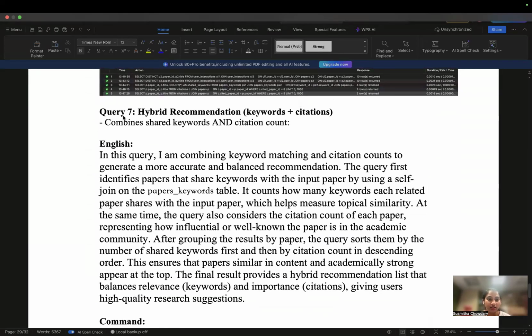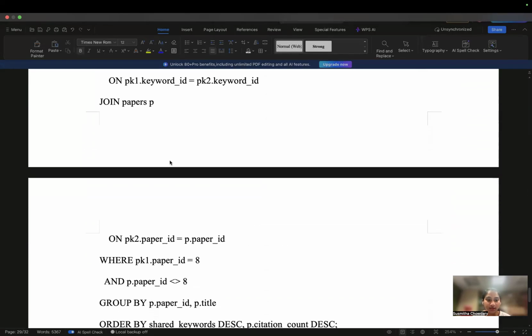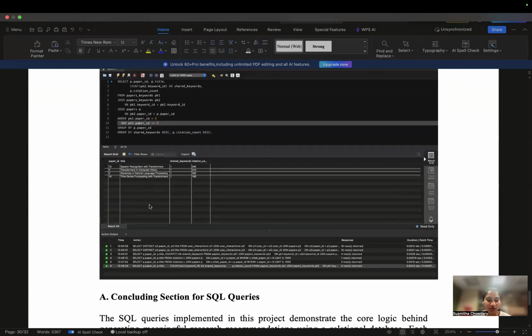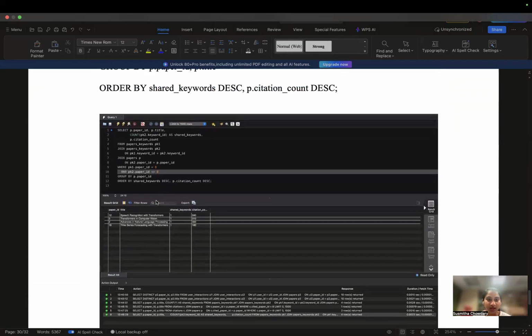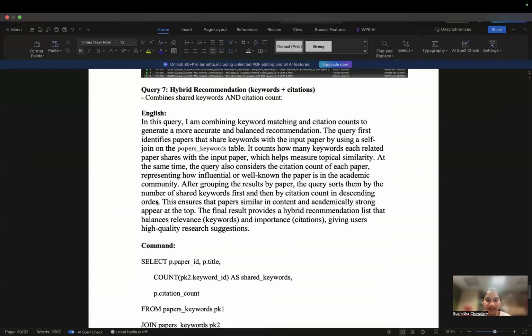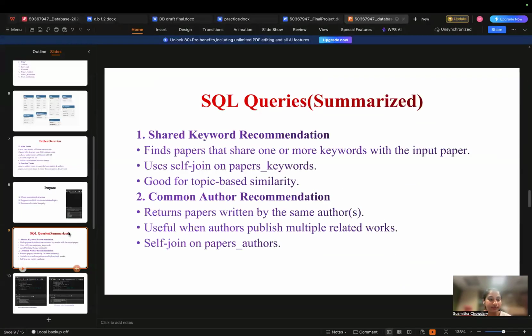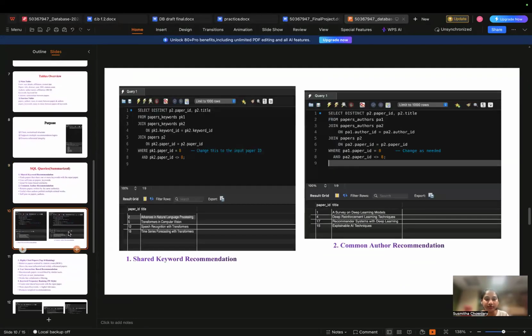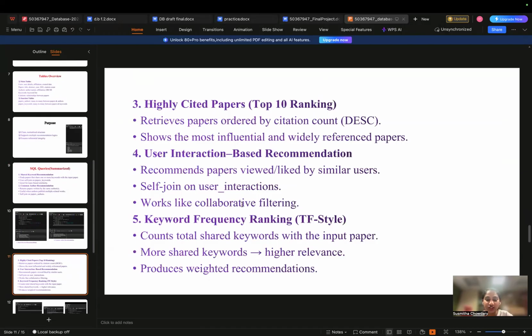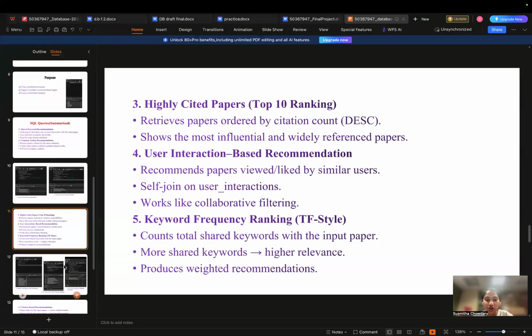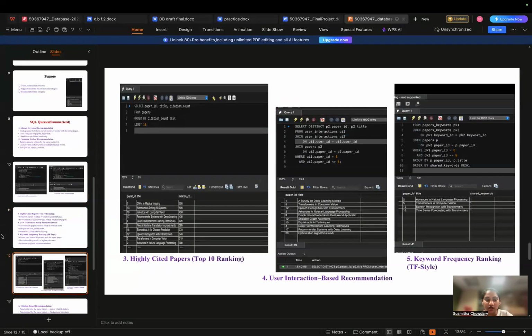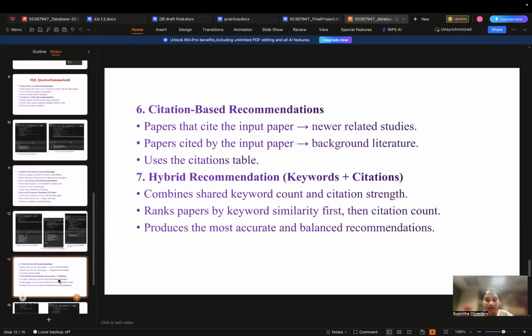This is the seventh query. These are all the recommendations I have got through the hybrid recommendation system, based on both the keywords and citations. Now coming to my slide, these are all the query results and the queries that I have run for each logic.